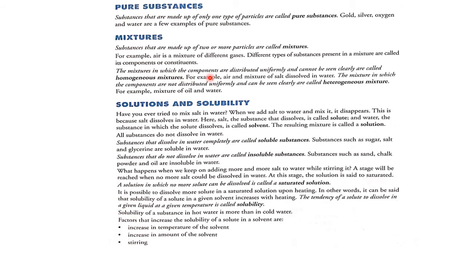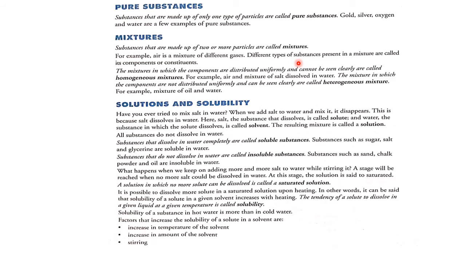The mixture in which the components are distributed uniformly and cannot be seen clearly is called a homogeneous mixture. For example, air and a mixture of salt dissolved in water. So when the components are distributed uniformly, or we will say mixed properly, then we cannot see the difference or the types of those two components in the mixture. Then it is called a homogeneous mixture.